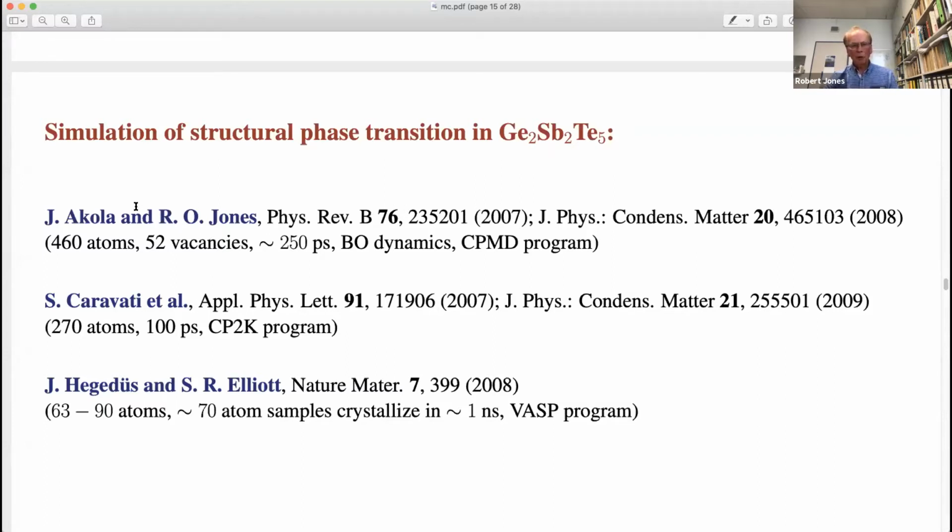Our first paper in this area with Jaakko Akola appeared in 2007. It was almost at the same time as Caravati, a group around Parrinello and Bernasconi. Also 2007, Hegedus and Stephen Elliott in Cambridge were using the VASP program, and they were also focusing on this material, Ge2Sb2Te5. And as you can see, we were rather modest in those days, relatively short simulations, a quarter of a nanosecond here if you add up everything, shorter here, and really quite small systems here, but this is where it all began.